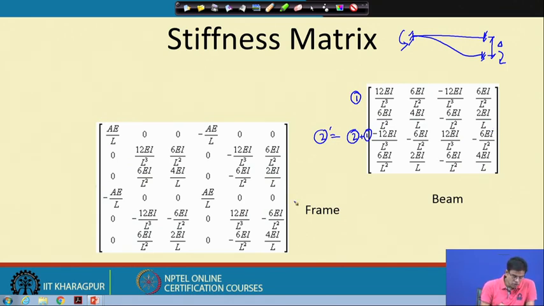Similar case is obtained for a frame. In the case of a frame, we add axial stiffness also, because these quantities A by L, minus A by L and minus A by L will be there. So, same argument if we do, and same row reduced echelon form if we do, we can see that this matrix is also a rank deficient matrix.